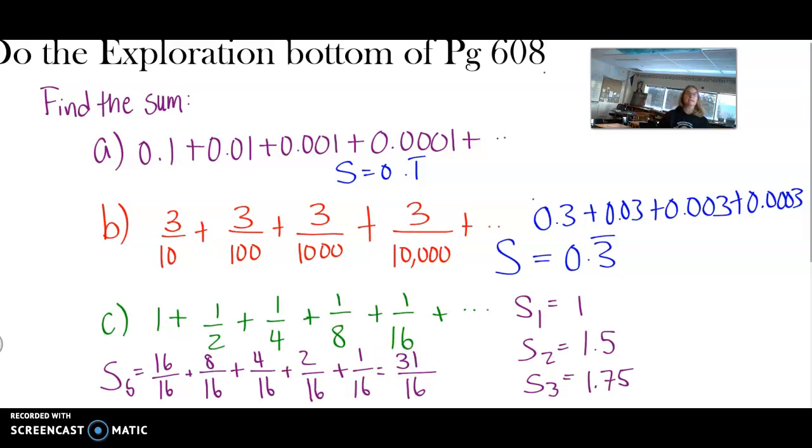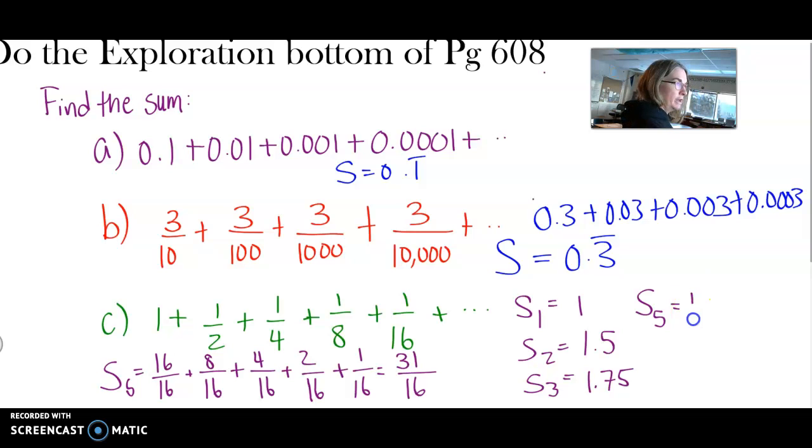31 over 16 is approaching a number. If you look at this, we started out with 1. S sub 1 was 1, S sub 2 is 1.5, S sub 3 is 1.75. 31 over 16, I'm grabbing my calculator here. 31 divided by 16 is 1.9375. So this is S sub 5. I didn't find S sub 4, but I'm going to go to S sub 5, and then we're going to see if we can determine if this is converging or diverging.